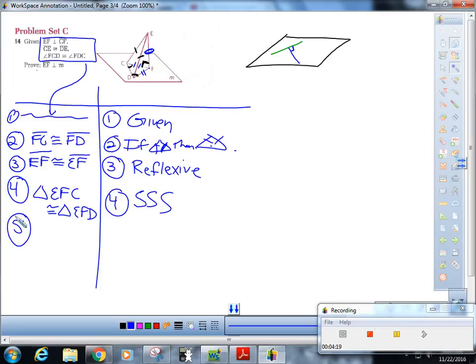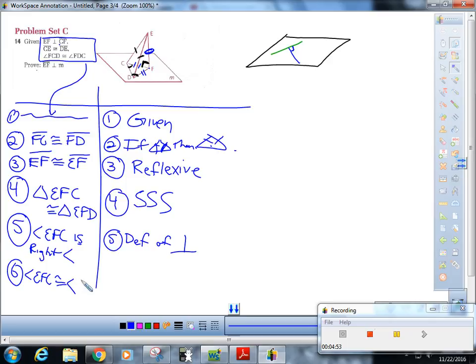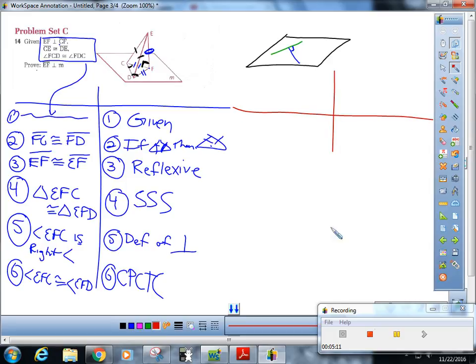All right, now here's where it gets a little weird. Angle EFC is a right angle. What's my reason for that? Definition of perpendicular, right? Because it tells us up here that they're perpendicular. Okay? Now I'm going to say angle EFC is congruent to angle EFD. CPCTC. Okay? I'll continue this over here in red so we don't get confused. Okay, so now I can say that angle EFD is right.